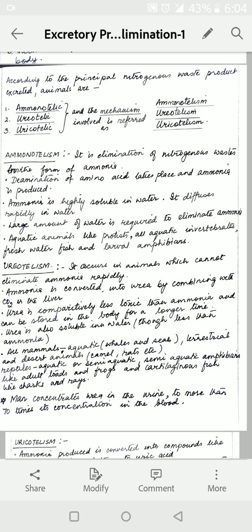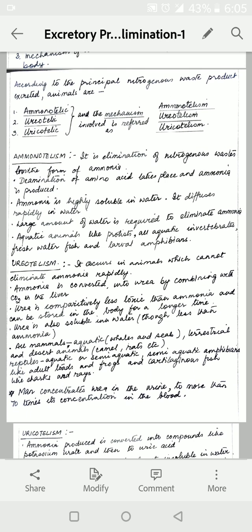Some animals, this is a point to be noted, some animals like earthworms, they excrete ammonia only when there is plenty of water, and they are at that time termed ammonotelic, but they turn ureotelic, that is excrete urea, when the environment is dry.